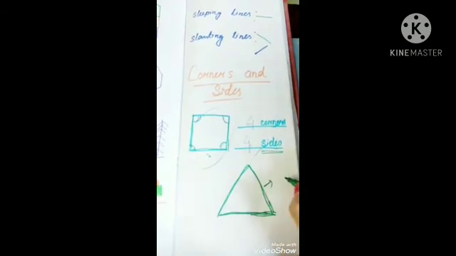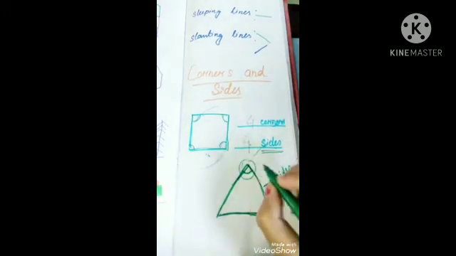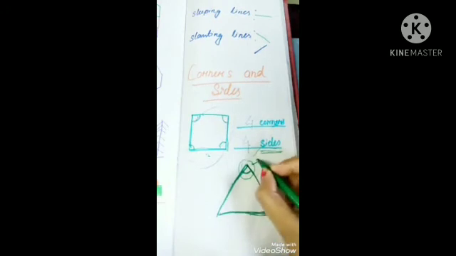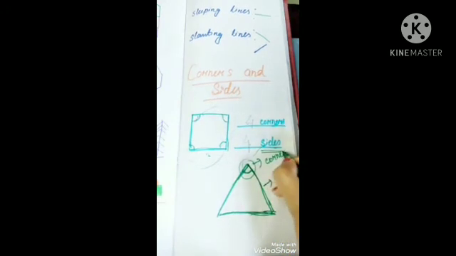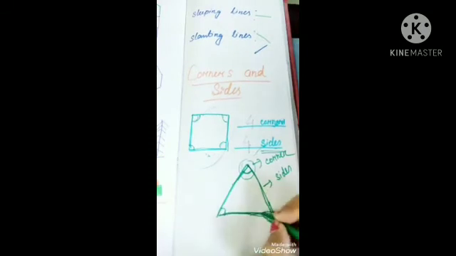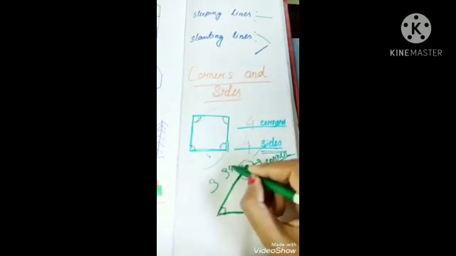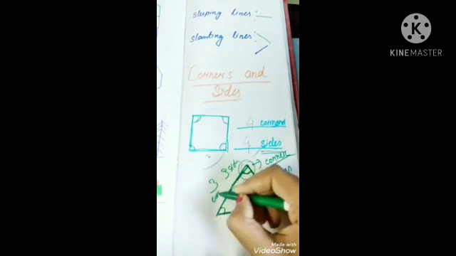So here this one is the sides, and here you can see 2 sides are joining. The point where 2 sides join is called a corner. That one is called a corner. So here 1 corner, here also 2, and here also 3. Okay, so a triangle has what? 3 corners and 3 sides. Okay, 3 corners and 3 sides.